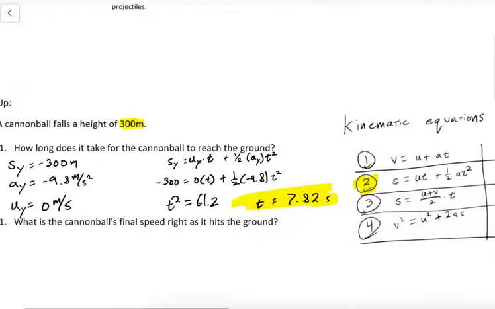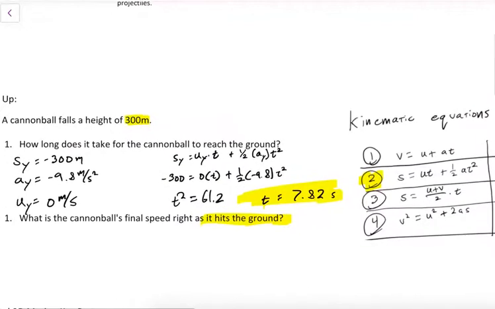The next question is, what is the cannonball's final speed right as it hits the ground? Now recognize the answer is not 0. It's right before it hits the ground, because we're still in free fall. We're still being affected by gravitational acceleration, not the ground's force. I have a u of y, an s of y, an a of y, and I have a t. But I need to find v.